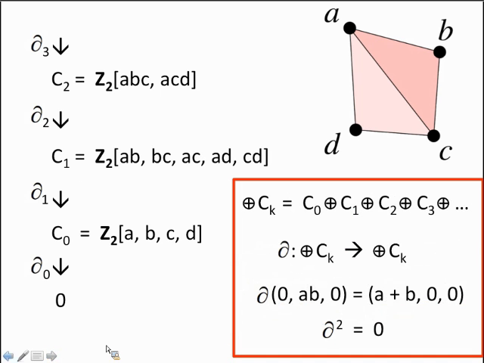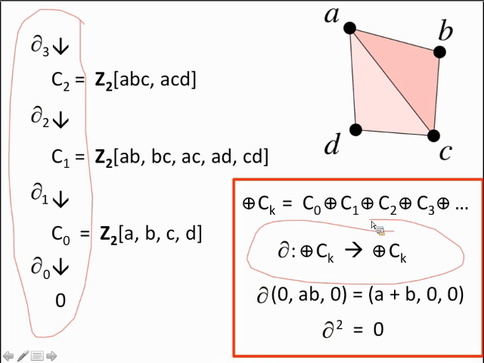And we can now talk about our boundary map. So instead of having all this stuff right here, we can have our boundary map going from our direct sum of k-chains to our direct sum of k-chains, where the boundary map, for example, if I take the boundary of an edge, I know I get A plus B.